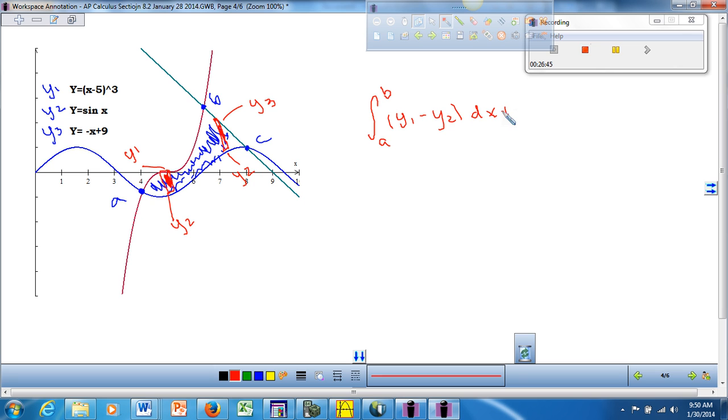Plus the integral from B to C of Y3 minus Y2 dx. Can everybody see why we have to do that? Why is it Y3 minus Y2 instead of the other way around?